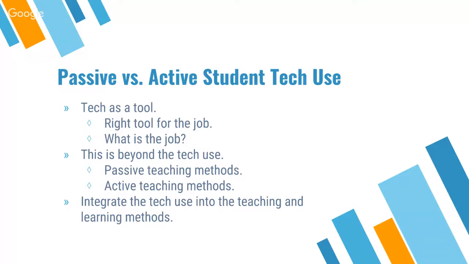engagement. When ed tech was first a thing, it was all about engaging students, and now we're moving past that to empowerment. We have to look at our teaching methods and ask if the teaching methods themselves are allowing students to learn actively or passively, and then from there, we can integrate technology into our teaching and learning methods, because again, that student learning objective is what matters more than anything.